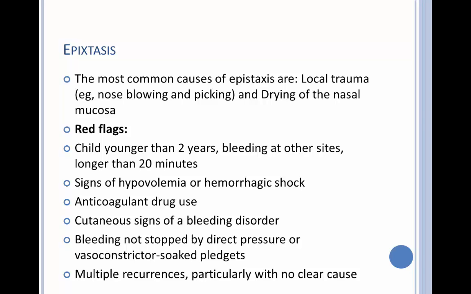Most nasal bleeding is anterior and mostly originates from the plexus called Kiesselbach's area. Less common but more serious are posterior bleeds, and you also have to look at systemic manifestations that can lead you to that. The most common cause of epistaxis in any population is local trauma, and this is by nose blowing or picking, or even drying of the nasal mucosa.